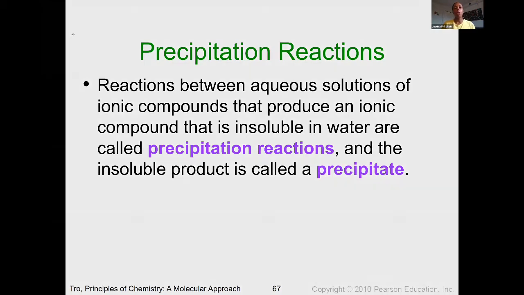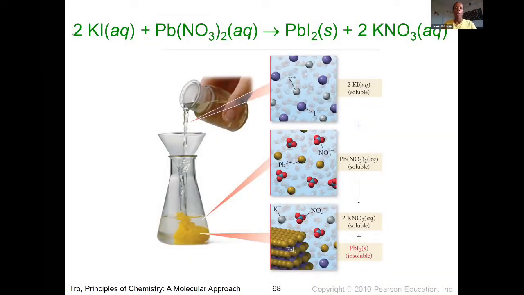Now, an example of this is potassium iodide reacting with lead(II) nitrate. Those are both aqueous solutions. They are both ionic compounds that have dissolved in water. When I react those two together, remember, this is a double replacement reaction. So my potassium ions swap places with my lead ions, and we end up creating something new.